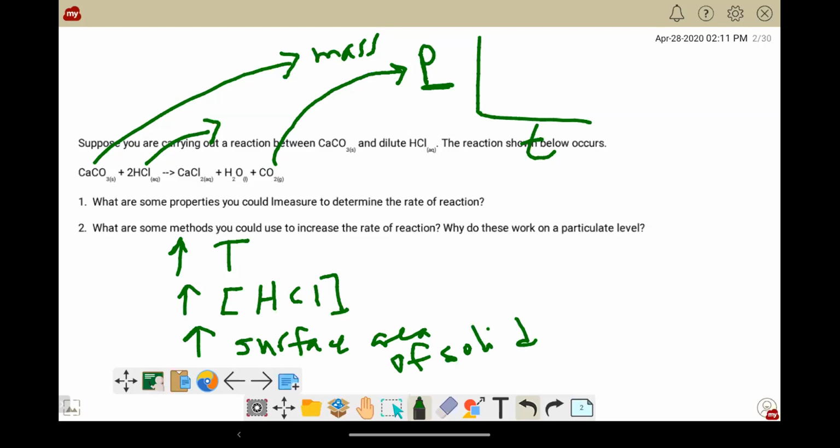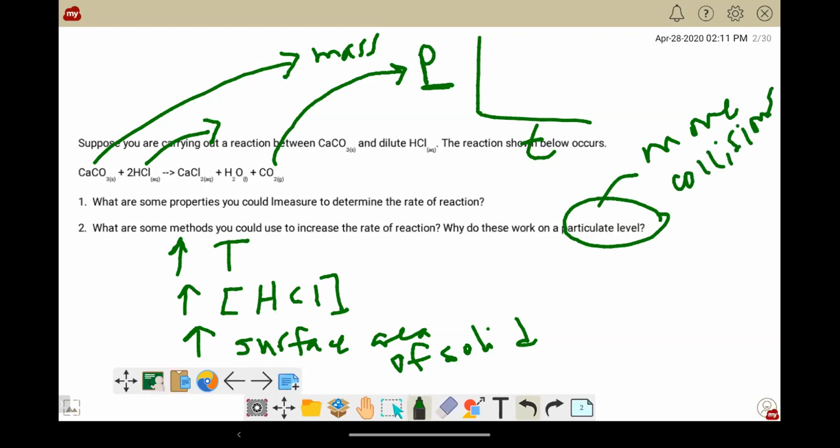And so the most important thing is to think about making sure you can explain why these things are working on a particulate level. And when we talk about on a particulate level, we have to think about we have more collisions, either in number or collisions that exceed the activation energy barrier. Now, both of those could happen, or maybe just one.